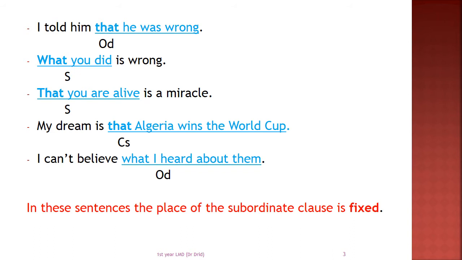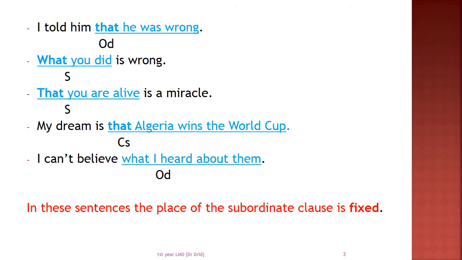Now, it is impossible to change the position of the subordinate clause in this sentence because the subordinate clause itself functions as one of the principal elements of the sentence. Here, it is the direct object. I told him what? That he was wrong. Therefore, we can't change its position.